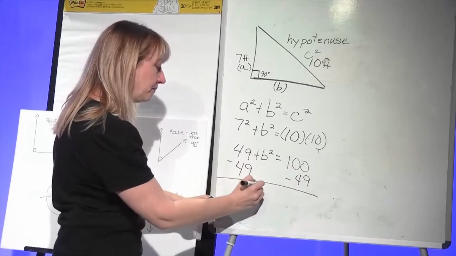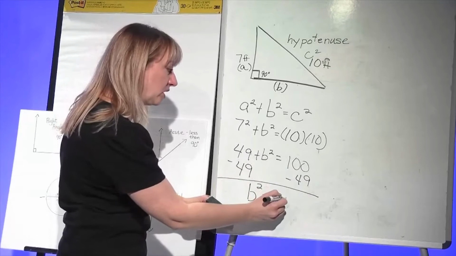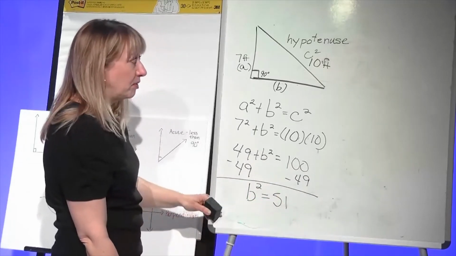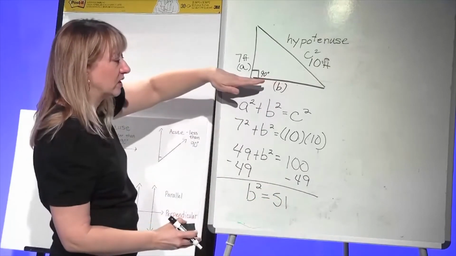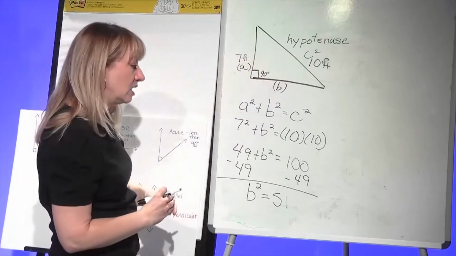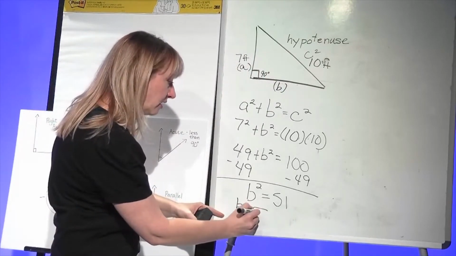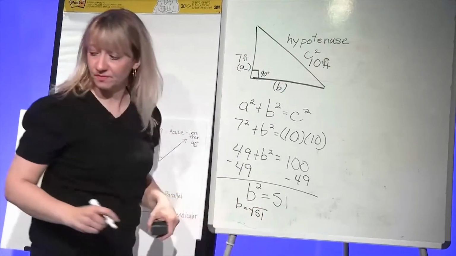B squared, 100 minus 49 is 51. But remember, this can't be 51, that's way too big. It's going to be a number that's somewhere around 7 or 10. We want to find the square root of 51.